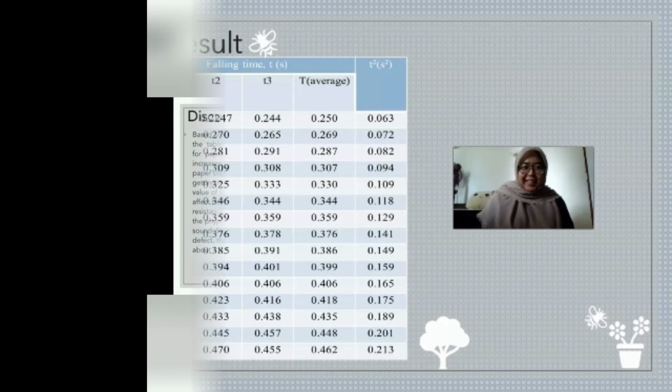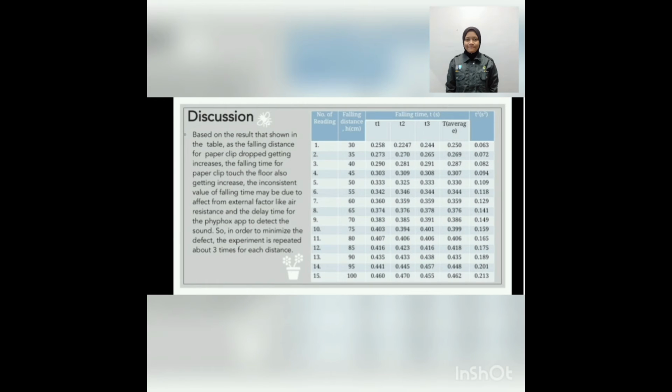Next is the discussion. Based on the results shown in the table, as the falling distance for the paperclip to drop increases, the falling time for the paperclip to touch the floor also increases. The inconsistent values of falling time may be due to external factors such as air resistance and the delay time for the VFox app to detect the sound of the pen when the paperclip is dropped. So, in order to minimize the error, the experiment is repeated 3 times for each distance.